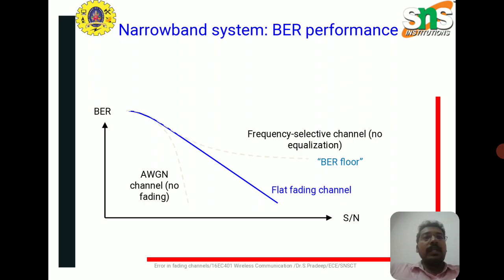This graph shows the narrowband system's bit error rate performance. In the y-axis, the bit error rate is calculated and in the x-axis, signal to noise ratio is given.